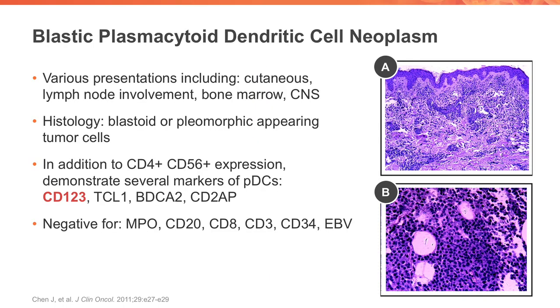BPDCN, or blastic plasmacytoid dendritic cell neoplasm, is a malignancy which is highly aggressive and has a multitude of presentations. These include cutaneous, lymph node involvement, bone marrow, and occasional CNS involvement. The histology of BPDCN is represented as blastoid or pleomorphic appearing tumor cells. In addition to CD4 and CD56, they express a variety of markers such as CD123, TCL1, BDCA2, CD2AP, and others. Of importance, the BPDCN cells are negative for myeloperoxidase and additional markers shown on this slide.